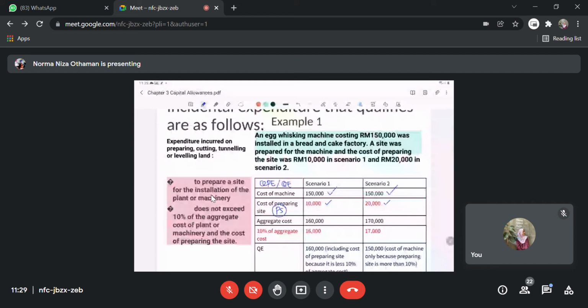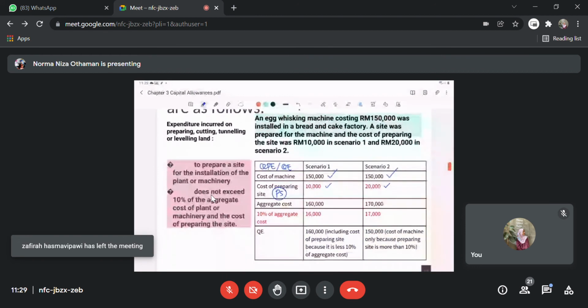So how you want to test, you kena cari dahulu aggregate cost. So how you want to compute the aggregate cost adalah cost, okay, plus the preparing site tadi. So you dapat aggregate cost. Jumlah dia lah. So kita tambahkan 150 plus 10, you dapat 160. So this one is an aggregate cost. So now kita akan apply the 10% of aggregate cost. So you ambil 10% kalikan dengan aggregate cost, you dapat 16,000.